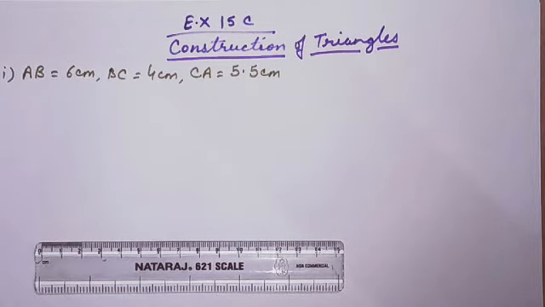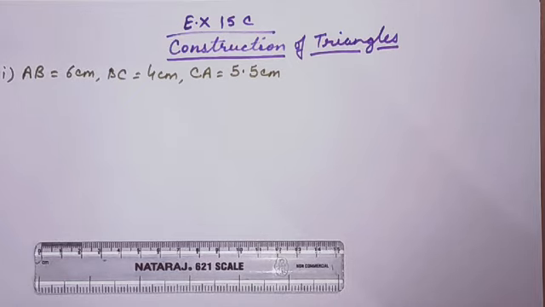Good morning, children. So today we will do exercise 15C, where we will learn how to construct triangles under different conditions. First condition, when all the three sides of the triangle are given, then how do we construct the triangle? I have taken first part of question number 1, where three sides AB, BC and CA are given. So how to construct the triangle?